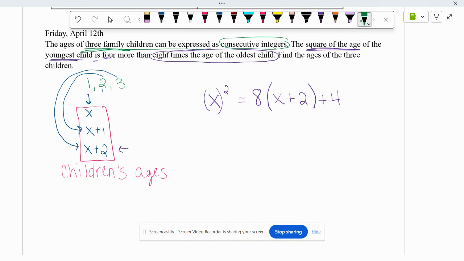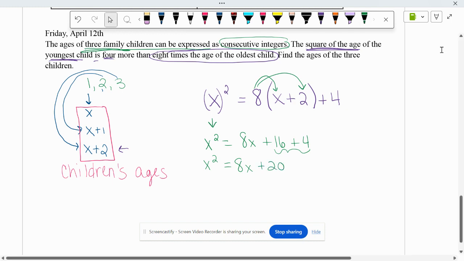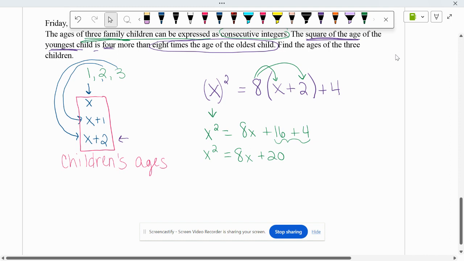So I need to find the ages of the 3 children. Let's take a look at this. Well, x, the quantity squared, is x squared. On the other side, I have to distribute, so I have 8x plus 16. Don't forget about your plus 4. So I can combine like terms: x squared equals 8x, and 16 plus 4 is 20. And once I combine like terms, I see I have a quadratic.